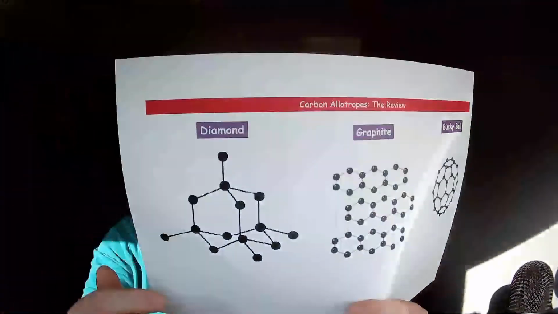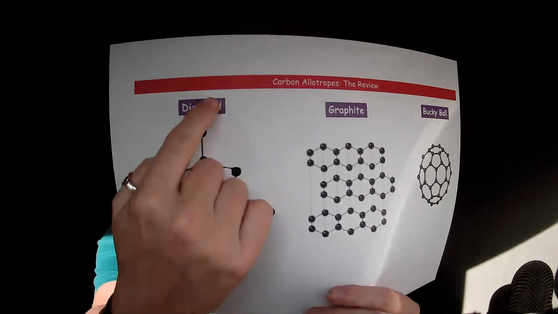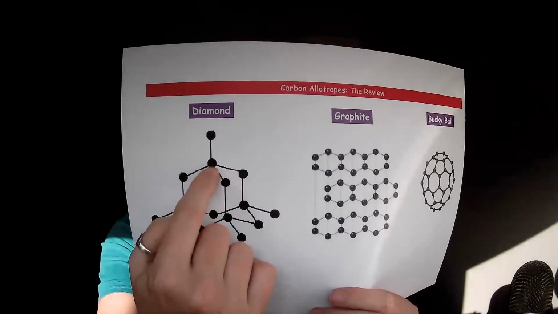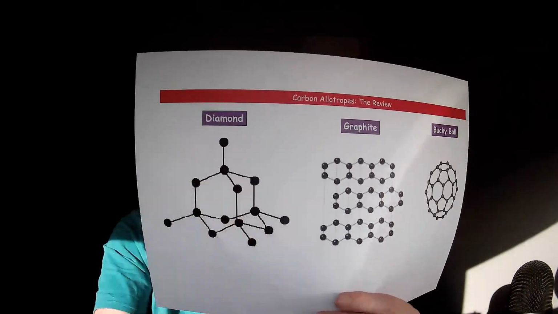So the first one is diamond. Diamond has this triangular type structure, and each carbon is bonded to 4 other carbon atoms. Because it's got 4 covalent bonds per carbon, this has a high melting point and it's hard, because we have lots of strong covalent bonds which require lots of energy to break. It will not conduct electricity because there are no delocalized electrons.